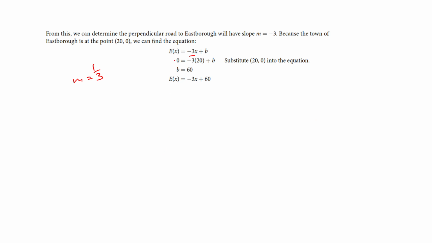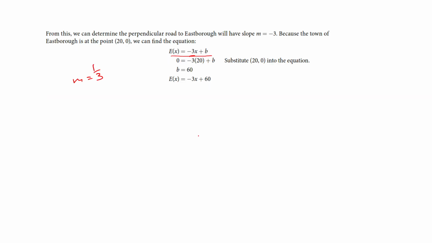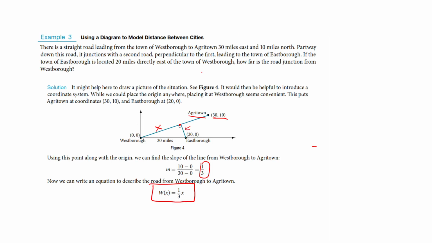Well, okay, I have this, but I don't have the y-intercept for this new line. Well, all we have to do is use a point, and we have one. We know that Eastboro is a point on that line, so I can put in 20 for x and 0 for y. Solving that for b, just like we were doing in our earlier sections, I have an equation now for this line right there. And I have an equation for this line right here.